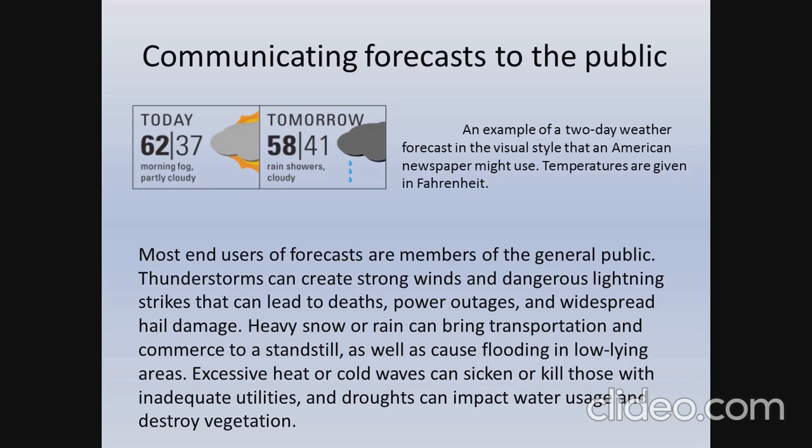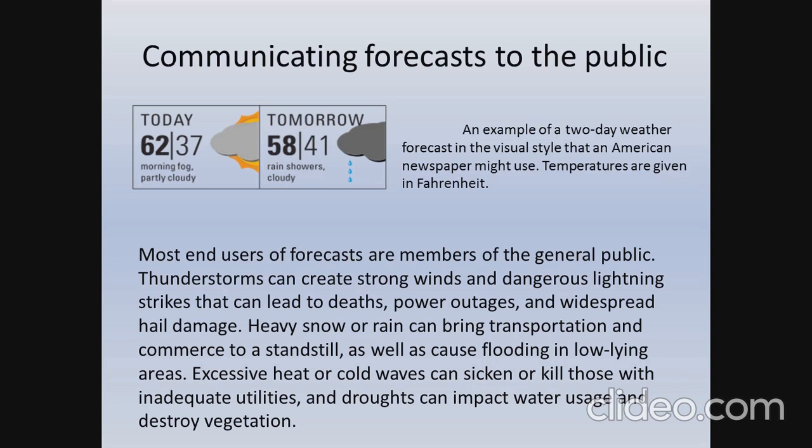Heavy snow and rain can bring transportation and commerce to a standstill, as well as cause flooding in low-lying areas. Excessive heat or cold waves can sicken or kill those with inadequate utilities, and droughts can impact water usage and destroy vegetation.